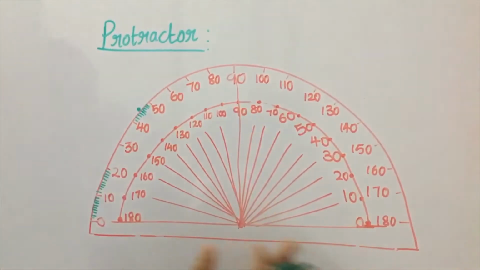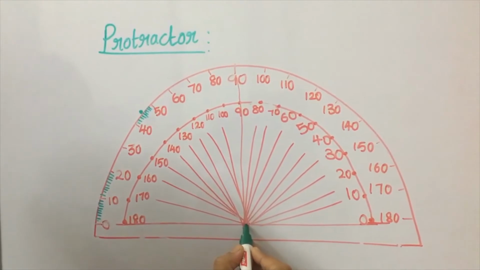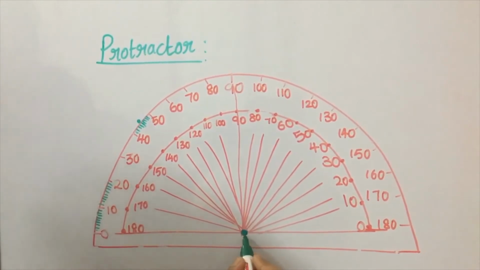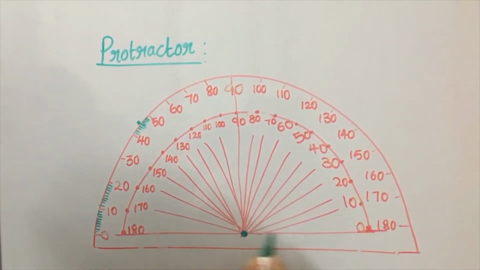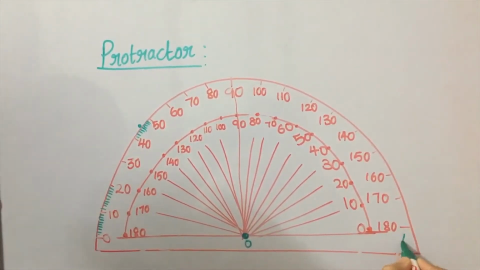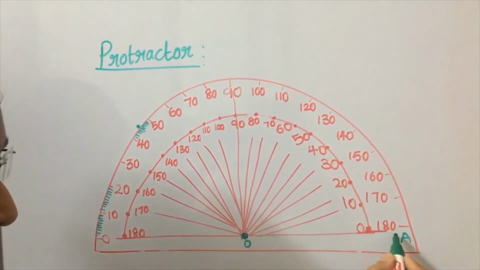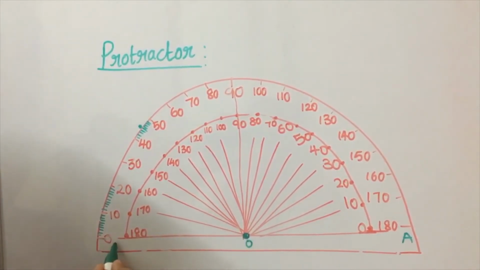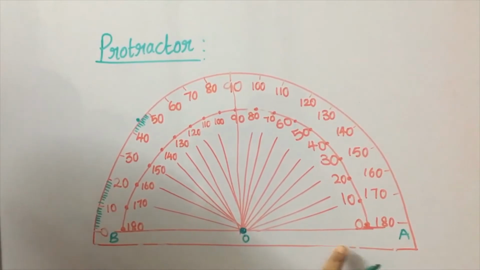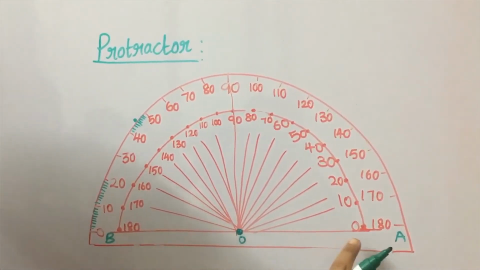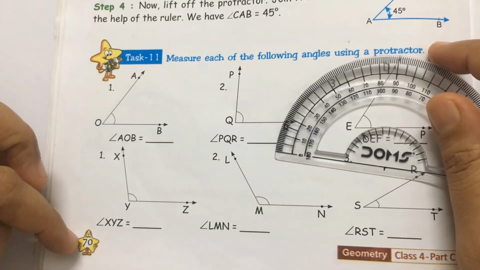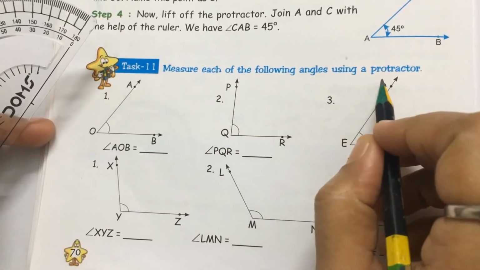Okay, now let me tell you about this protractor. This midpoint is called the center. And this line is the baseline of the protractor. From the center point O to this A, I will mark this. This OA, this line segment is called the baseline, and this OB is also called the baseline. Children, note this. This is not the baseline. This marked line is the baseline of the protractor. Now I am going to teach you task 11 on page number 70. Measure each of the following angles using a protractor.